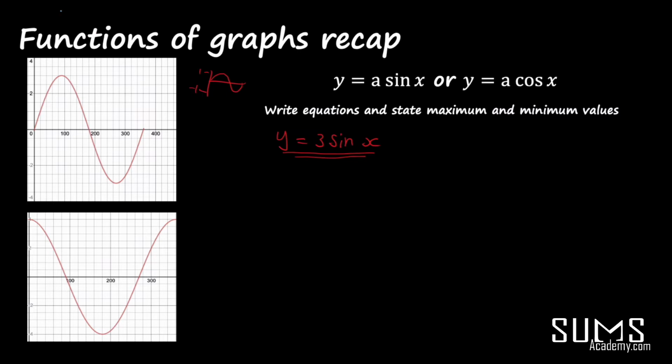And what about this one? I'll do it in a different color. Well, this is a cos graph. It will show y equals, again, one period in 360 degrees, and it goes up to 4. So this will become 4 cos x. Okay, that might be a bit simple, but it's really important that we are really clear on these graphs moving forward.